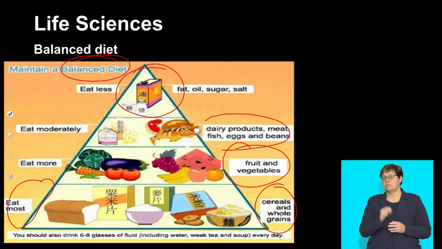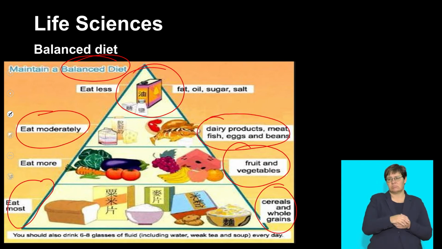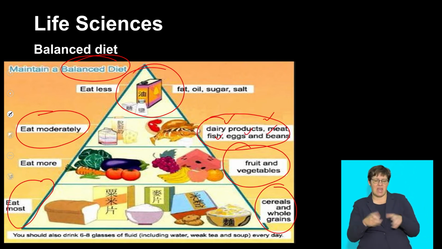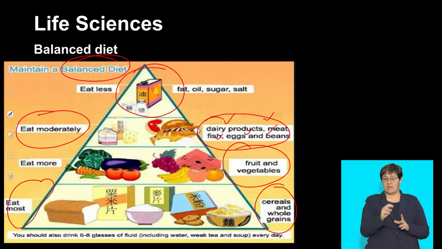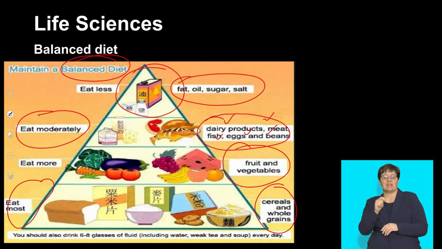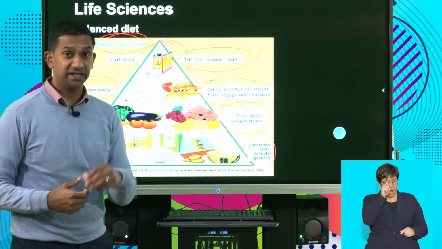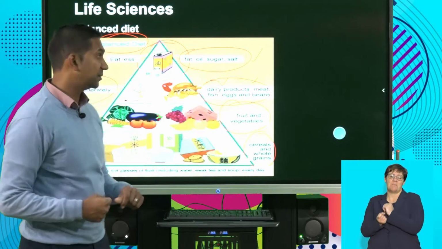We then look at the middle order, which is eating moderate amounts of dairy products, meat, fish, eggs, and beans, and these provide the proteins for repair, regeneration, and growth. And lastly, we need some oils, fats, salt, and sugar, but in moderate amounts, and these are often seen as the ones more likely to cause complications in the body if they are taken in excessively high amounts.